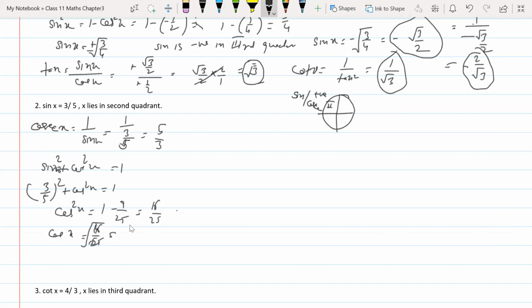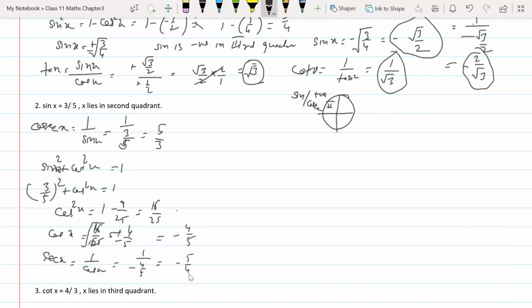16 by 25 and it becomes 4 by 5. Here it comes 4 by 5 as a positive, but positive and negative both. But we know that in the second quadrant, cos is negative, hence its value would be minus 4 by 5. And secant is 1 upon cos x, which is 1 upon minus 4 by 5, and it's minus 5 by 4.